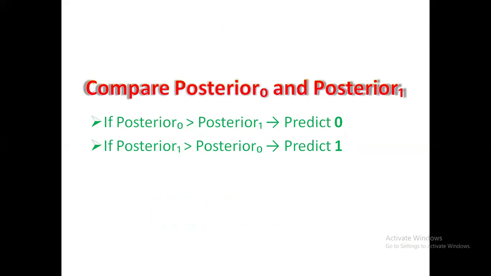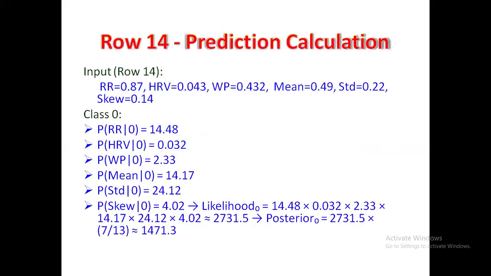So this is what it is: if posterior 0 is greater than posterior 1, we are calling it the predicted value 0. Otherwise, if posterior 1 is greater than posterior 0, we are calling the predicted value equal to 1.